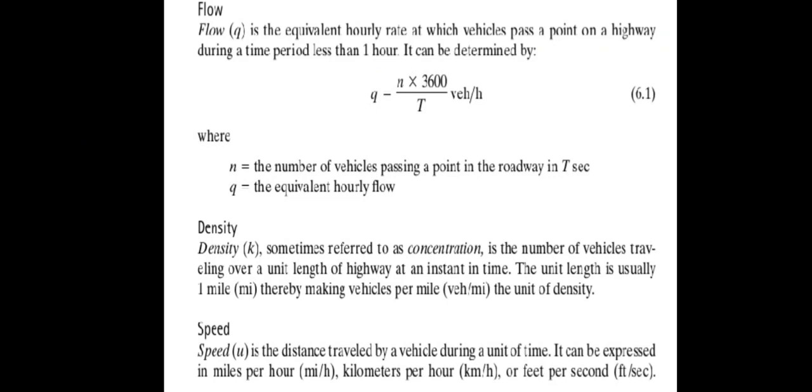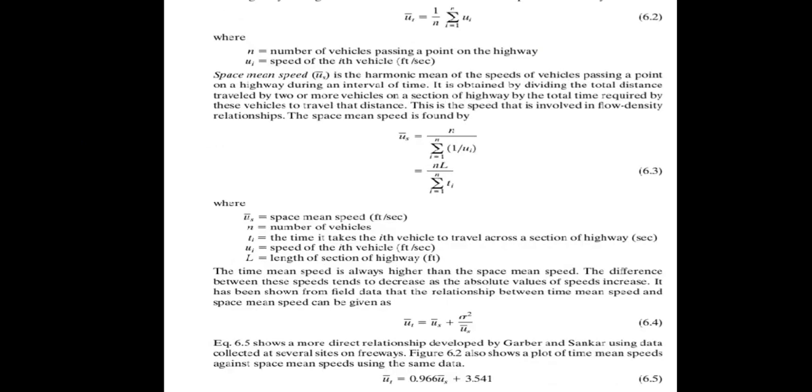Density is denoted by letter K. Also, space mean speed is the harmonic mean of the speeds of vehicles passing a point on a highway during the interval of time. It is obtained by dividing the total distance traveled by two or more vehicles in a section of a highway by the total time required by these vehicles to travel the distance.